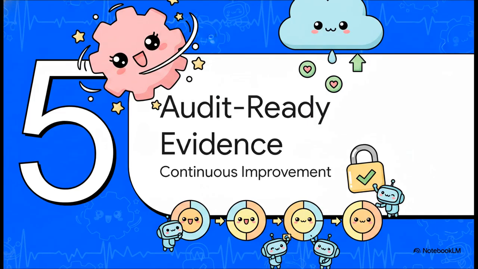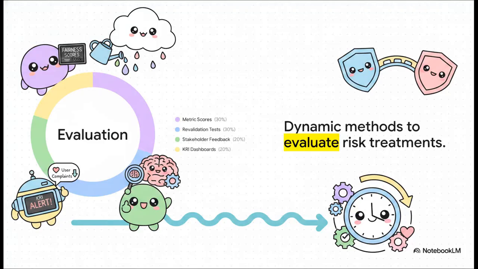Section 5. Audit-ready evidence. Proving continuous improvement. Remember, risk management in AI isn't a set-it-and-forget-it kind of deal. It's highly dynamic. You have to use ongoing methods to evaluate if your implemented treatments are actually doing their job. Clause 10.3 literally demands continual improvement. So how do you prove that?